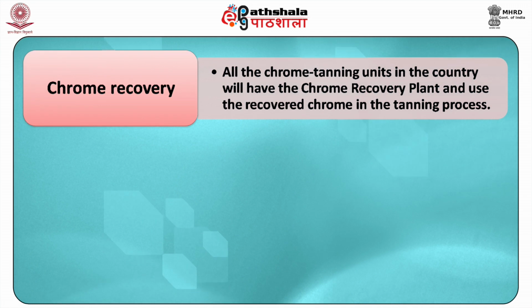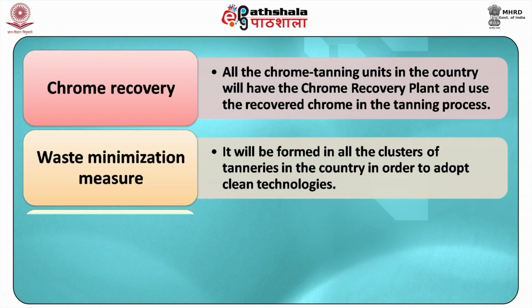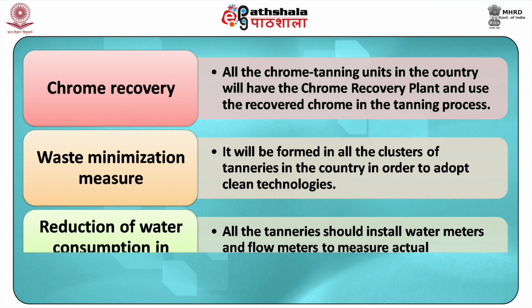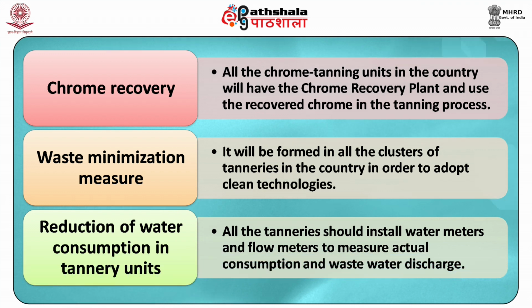For example, if we consider the steps to be taken under CREP for tannery sector, all the chrome tanning units in the country will have the chrome recovery plant and use the recovered chrome in the tanning process. Similarly, there is a waste minimization measure, and this is formed in all the clusters of tanneries in the country in order to adopt clean technologies. Further, reduction of water consumption in tannery units. All the tanneries have to install water meters and flow meters to measure the actual consumption and the waste water discharge.